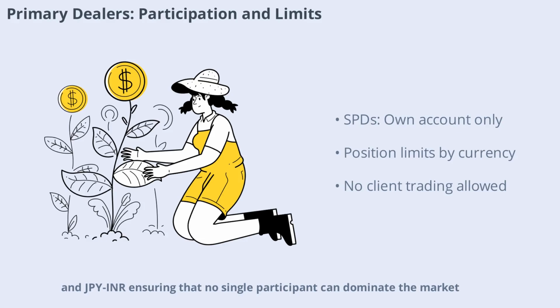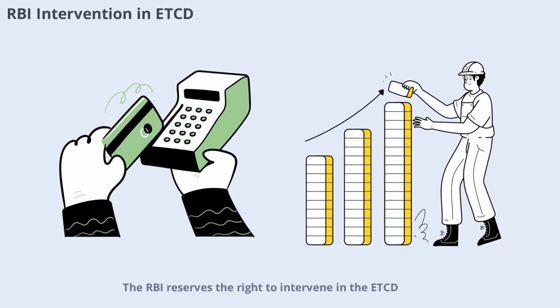RBI reserves the right to intervene in the ETCD segment to manage excessive volatility and maintain orderly market conditions. Any interventions are disclosed in the RBI's monthly bulletin, ensuring transparency. This proactive stance helps stabilize the market during periods of stress or unusual activity.